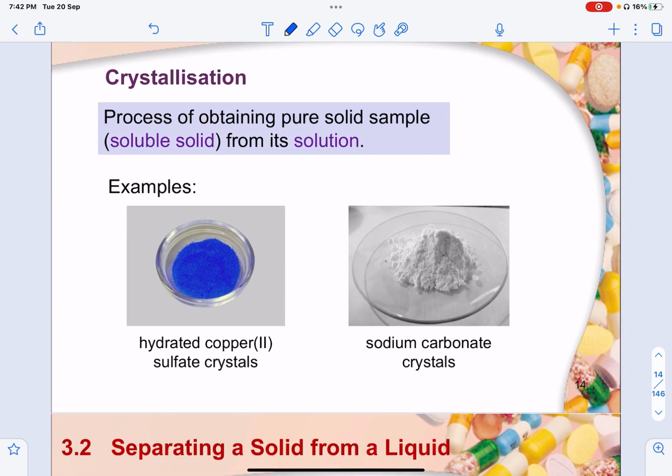With a combination of filtration as well as evaporation to dryness comes the process of crystallization, where we are able to obtain a soluble solid from its solution. One example is hydrated copper 2 sulfate crystals. Hydrated means it contains water. While sodium carbonate crystals are just the compound itself. The chemical symbol is Na2CO3.